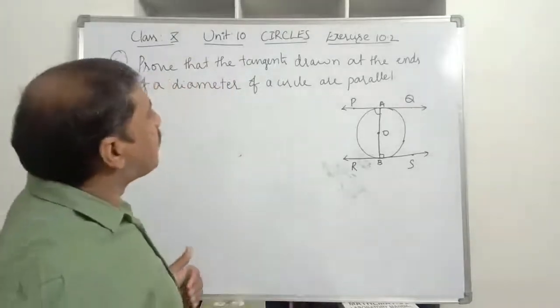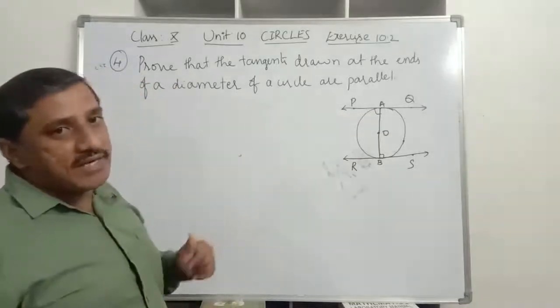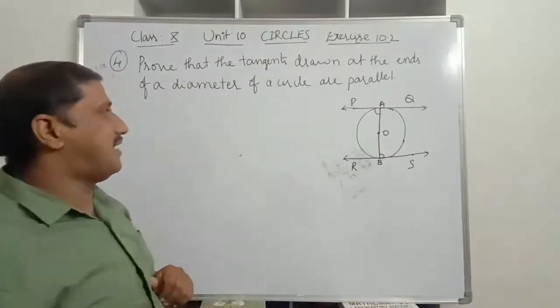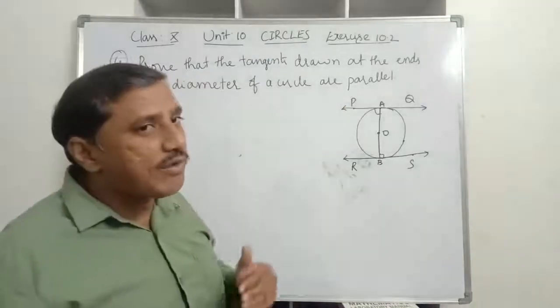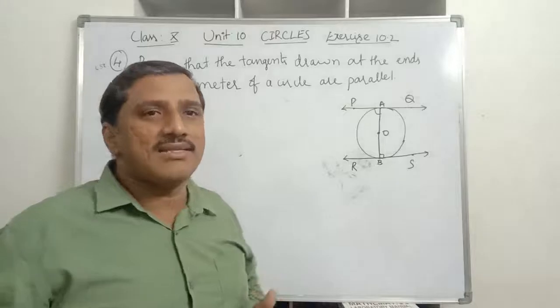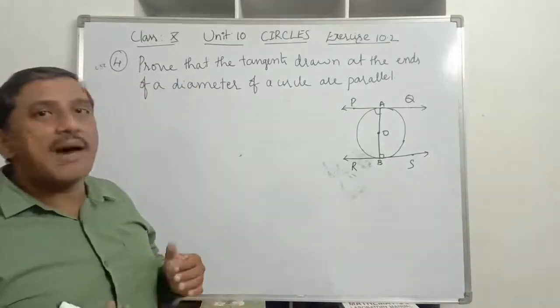So what do we need to prove? The tangents drawn at the two end points of the diameter are parallel to each other. That is, PQ is parallel to RS. How do we prove it? So what are parallel lines? The lines which do not intersect each other are known as parallel lines.